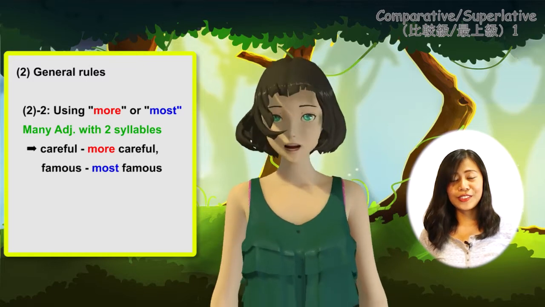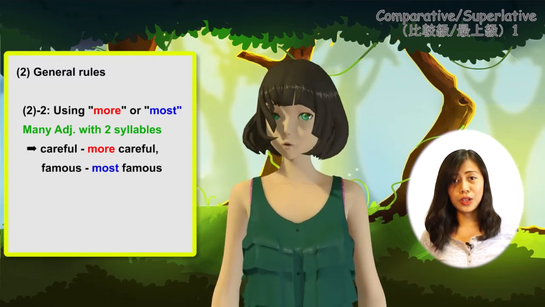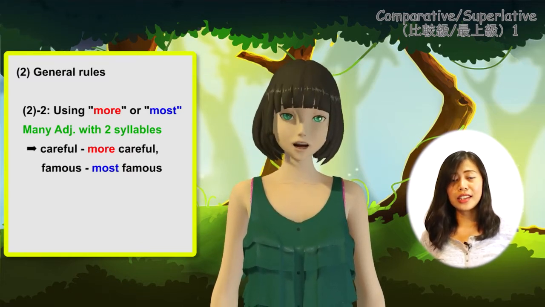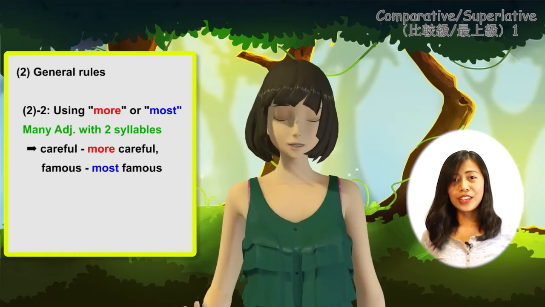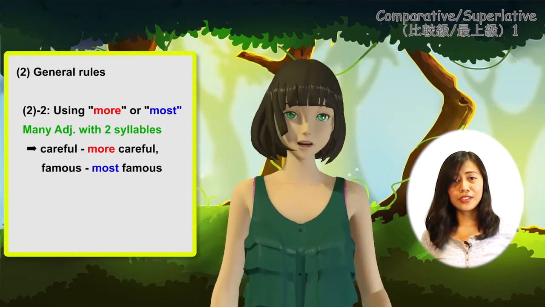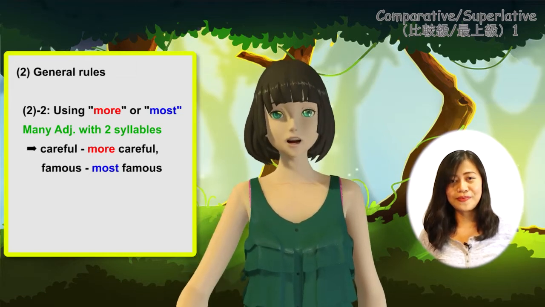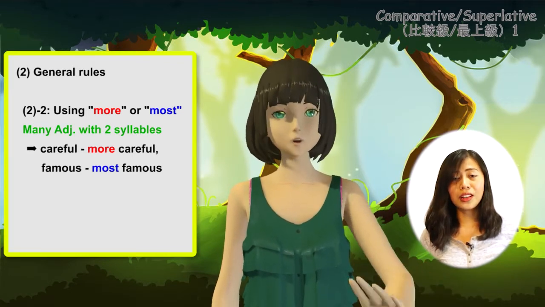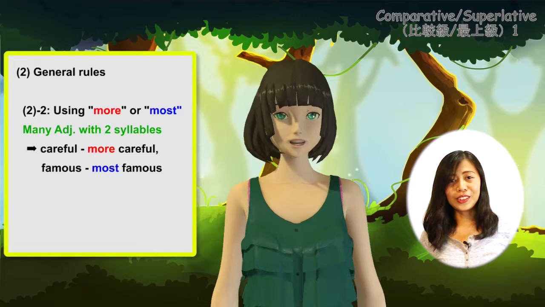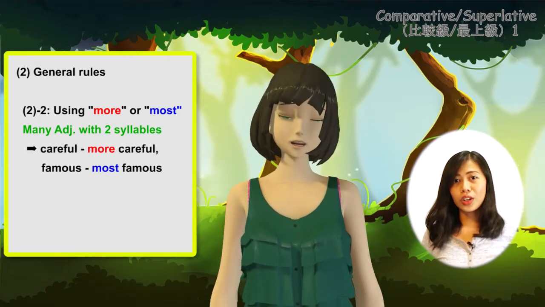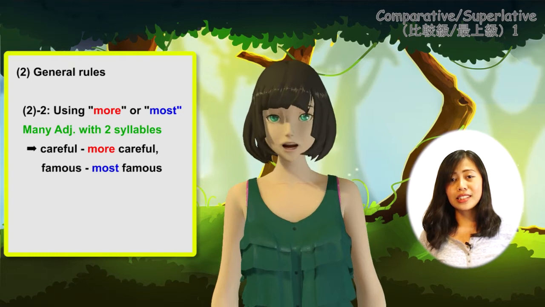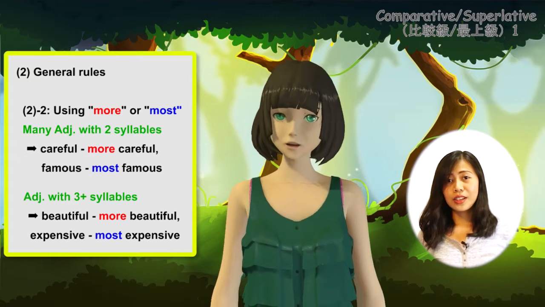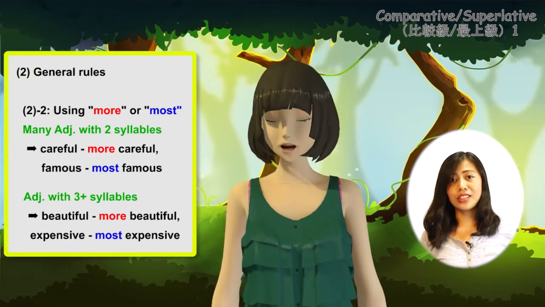Let's have number 2. Using more or most. We use more before adjectives or adverbs in the comparative form. We use most before adjectives or adverbs in the superlative form. We use more or most with many 2-syllable adjectives. For example, careful, more careful. Famous, most famous.